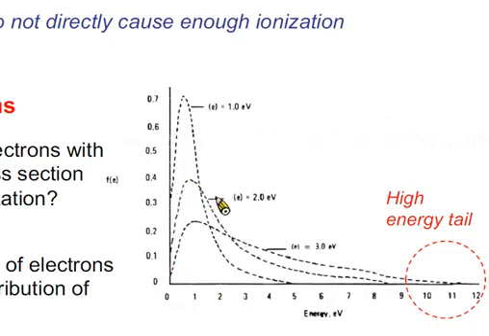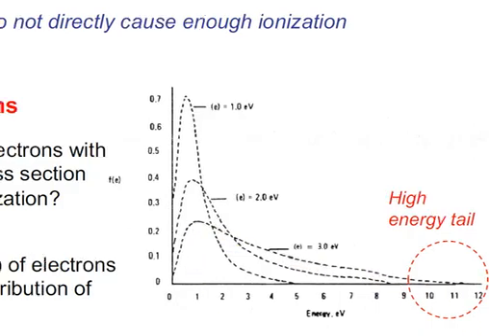So most electrons have energies lower than 2 electron volts, actually, based on this curve. But there are some high energy electrons in this region, and this part is called the high energy tail. Right? So if the average electron energy is 3 eV, the curve looks like the third curve.